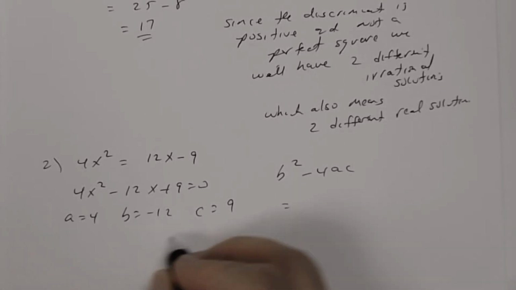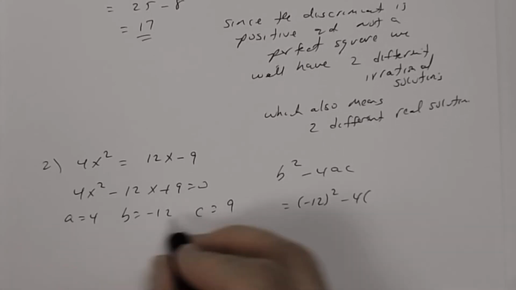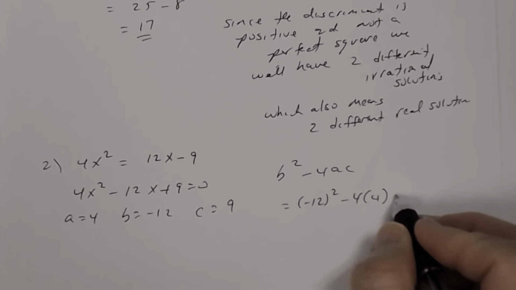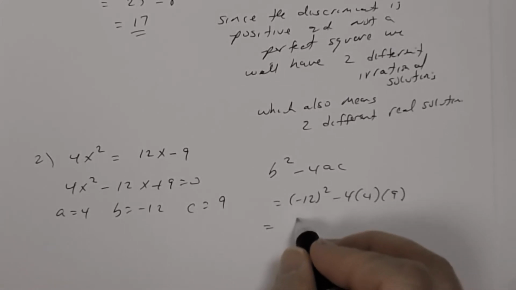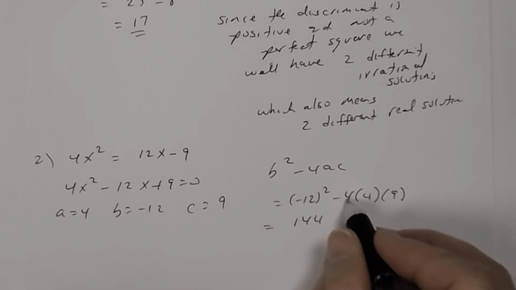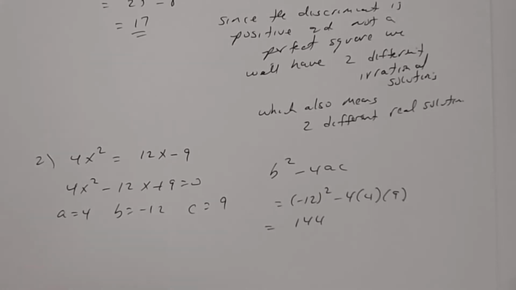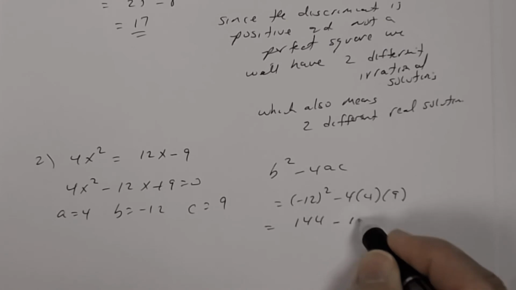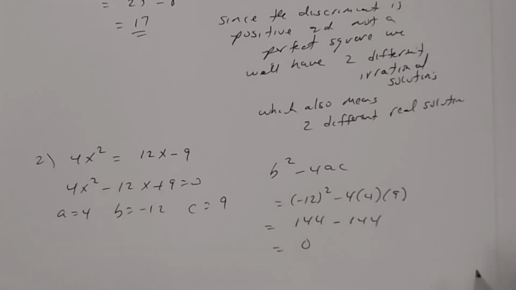So I get b, which is negative 12, I'm squaring that, minus 4 times a, which is 4, times c, which is 9. Okay, so I get negative 12 squared is 144. All right, a negative 4, use your calculator if you need to. A negative 4 times 4 is 16, and then 16 times 9 is 144. So what do you notice about this discriminant? What kind of number is it? Well, it's 0. So if the discriminant is 0, what that means is that that square root goes away.